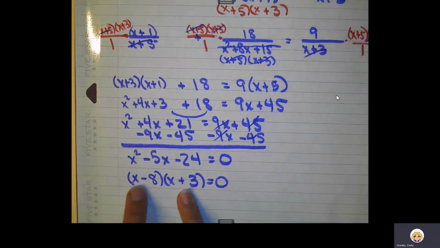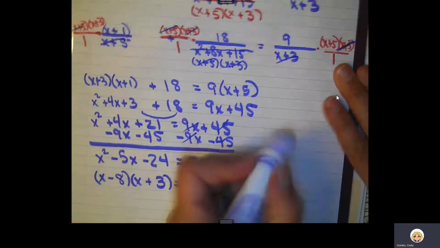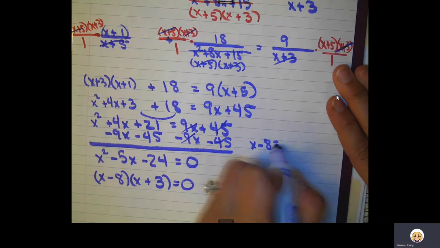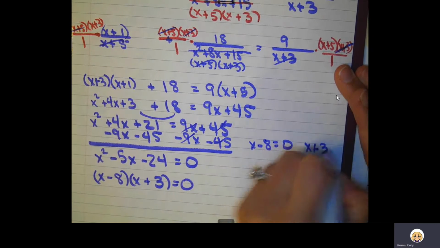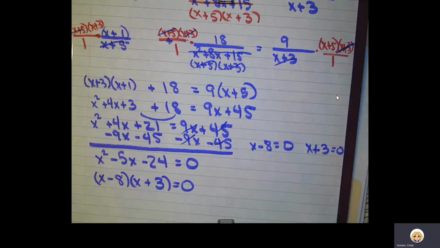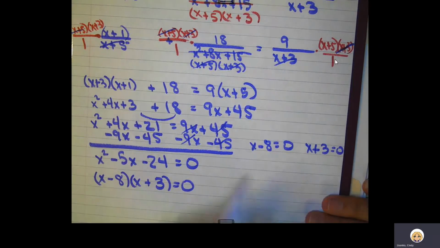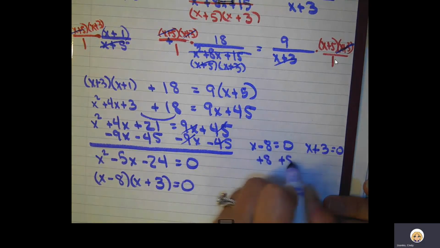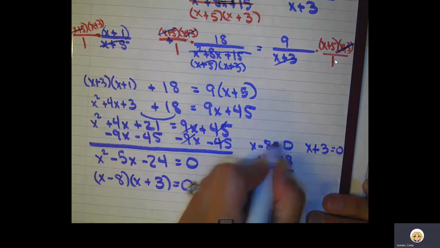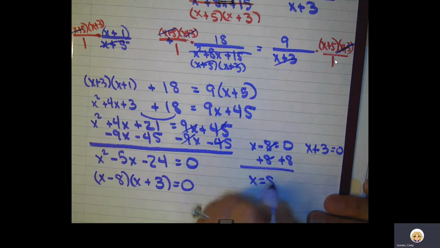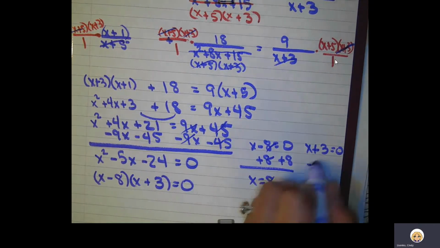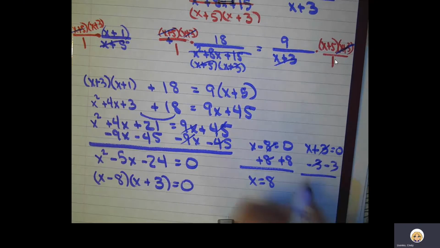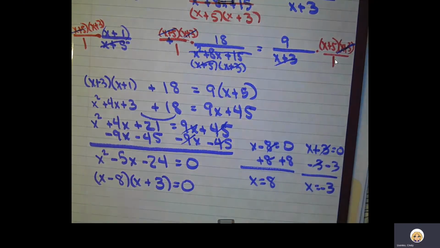Since we have two things being multiplied equal to 0, I can split these up now into their own equation. So we can have x minus 8 equals 0 and x plus 3 equals 0. And we're going to solve them both, but don't circle. So over here we see minus 8, so I'm going to add 8 to both sides. We get x equals 8. Over here, I'm going to subtract 3 from both sides. I get x equals negative 3.